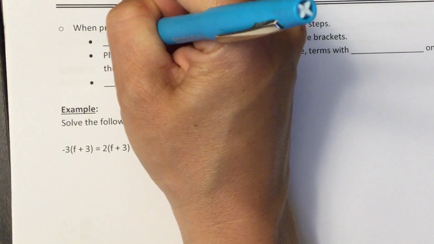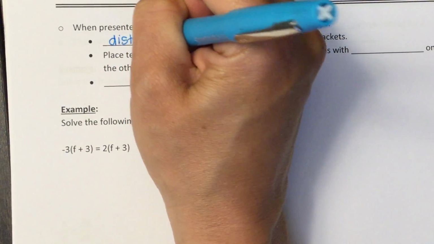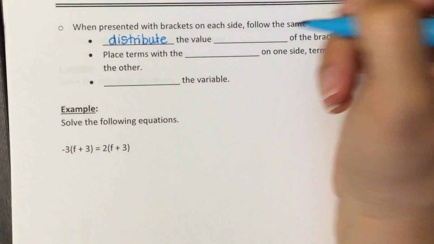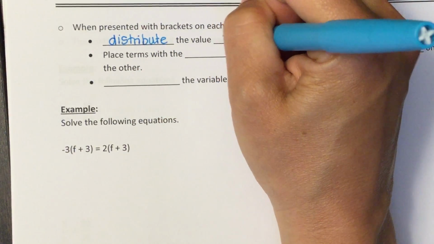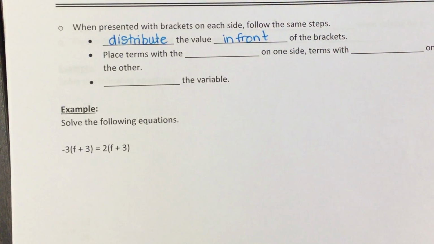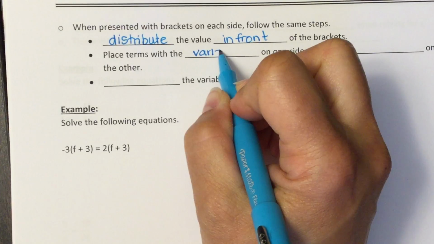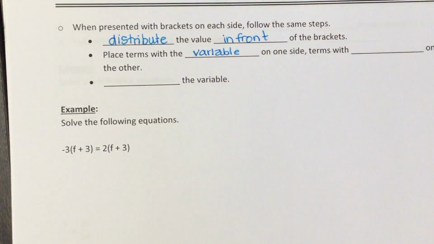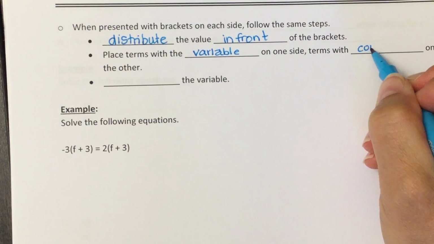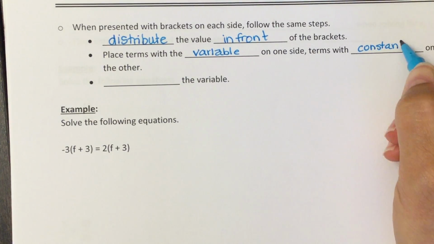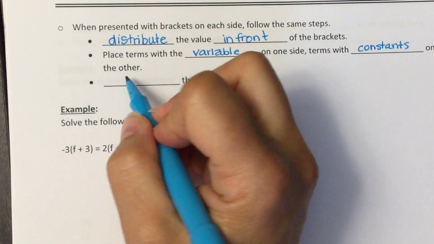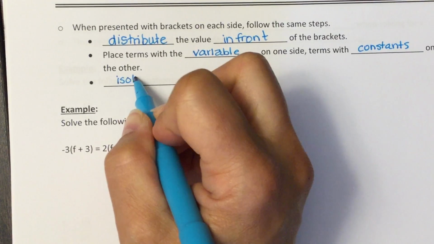Distribute the value in front of the brackets. Place the terms with the variable on one side, so we're going to simplify, and terms with the constants on the other, and then isolate the variable.